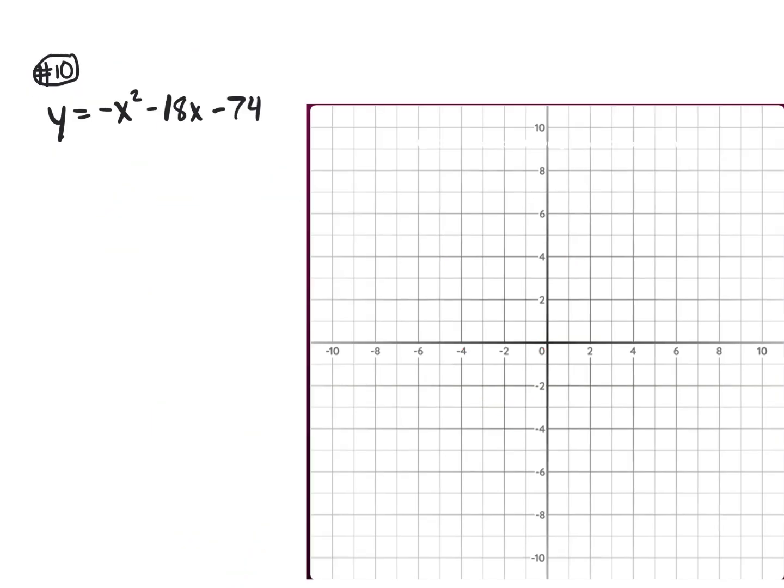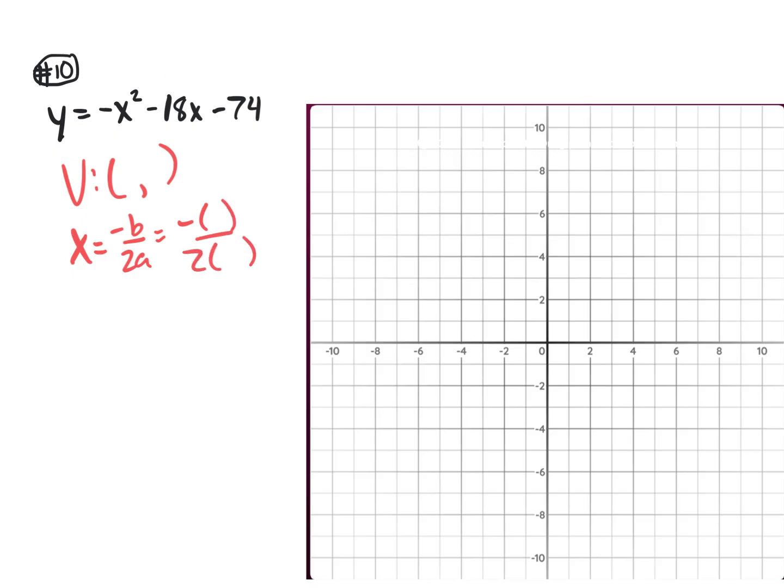Number 10 from our assignment today. Like always, let's begin with the vertex. The vertex is the most important point. It's a coordinate. And how do we find this coordinate? Well, you could find the x value using the formula x equals negative b over 2a. Always replace the b and the a with parentheses. That way you don't make any mistakes.